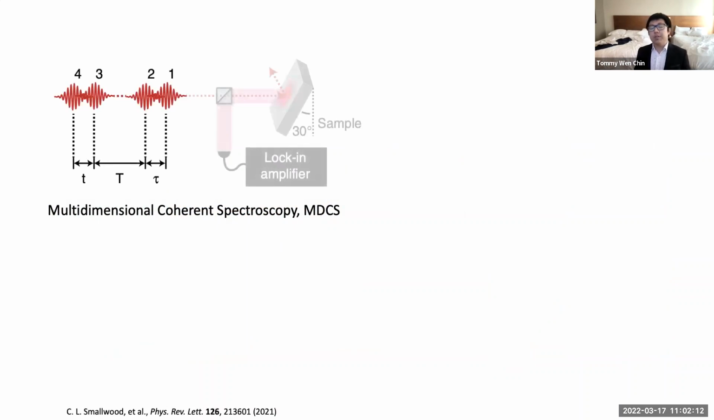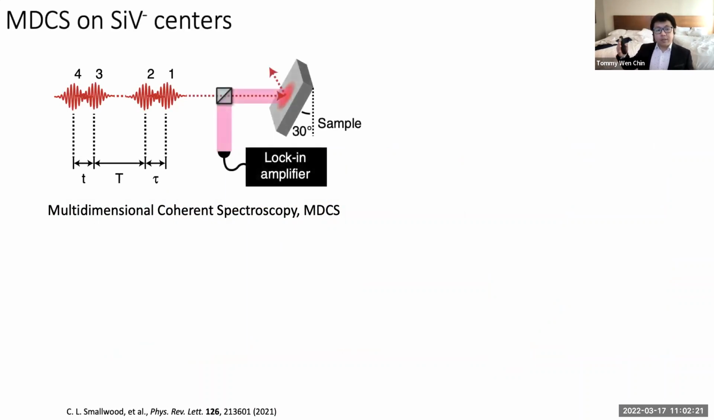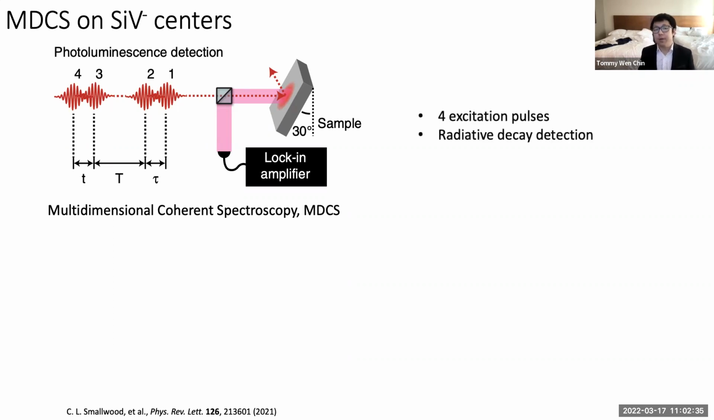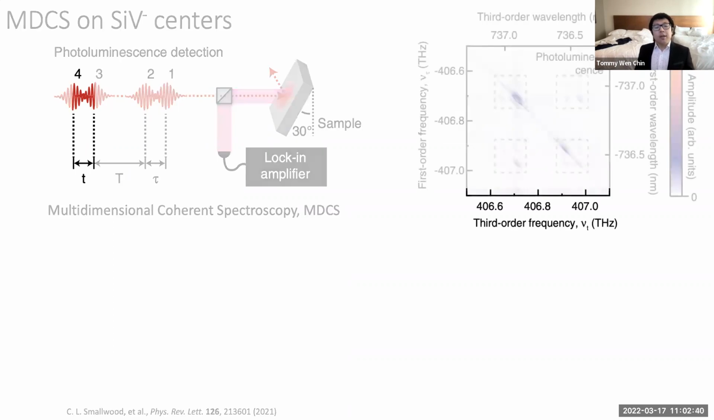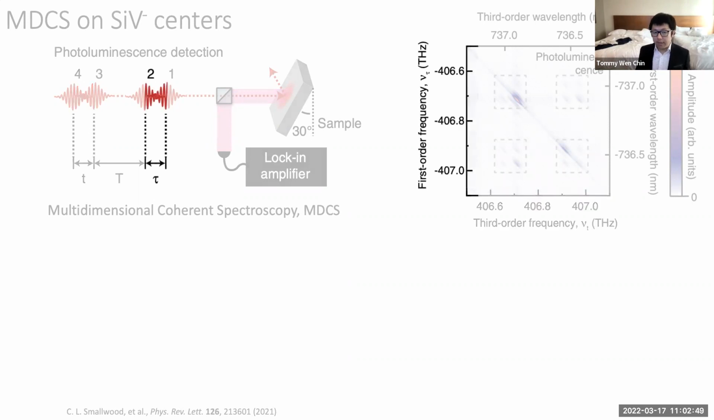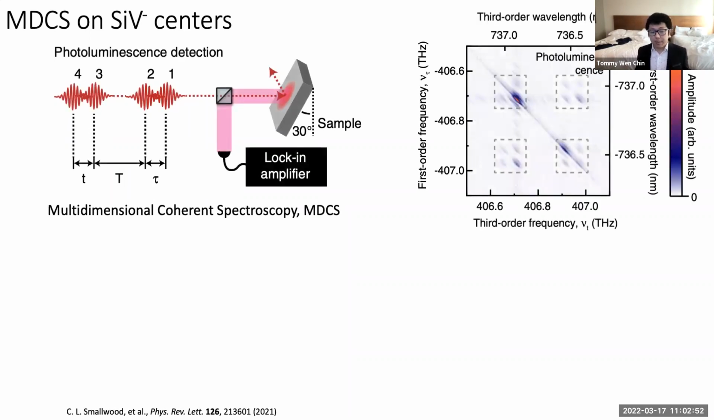In MDCS, we send in multiple pulses of light with varying time delays. In our case, we send it to a silicon-infused diamond sample. This specific MDCS technique that we're using is called photoluminescence, where we send in 4 excitation pulses and detect via radiative decay. If we Fourier transform with respect to 2 of our time delays, for instance, the t and tau delays, we can produce a 2D spectrum.